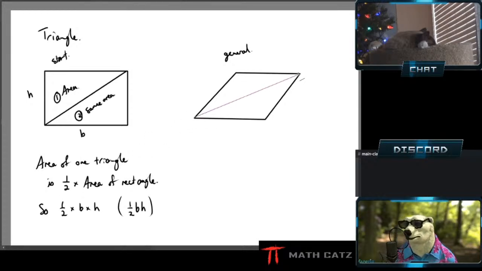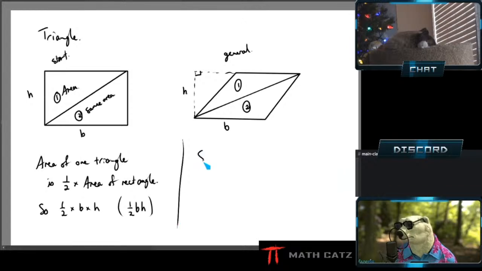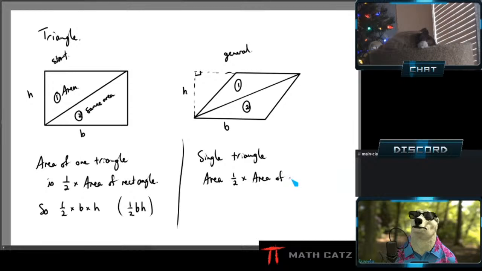If I do it along this, it's not hard to be convinced, even for a new student, that these are copies of the same triangle. So even in this more general case, maybe the height is the same. So I still have area 1 and area 2 for the triangle, but a single one of these triangles still has area 1/2 times the area of the parallelogram.